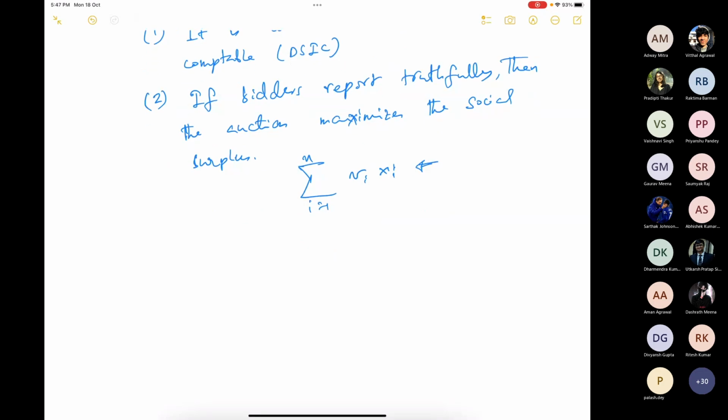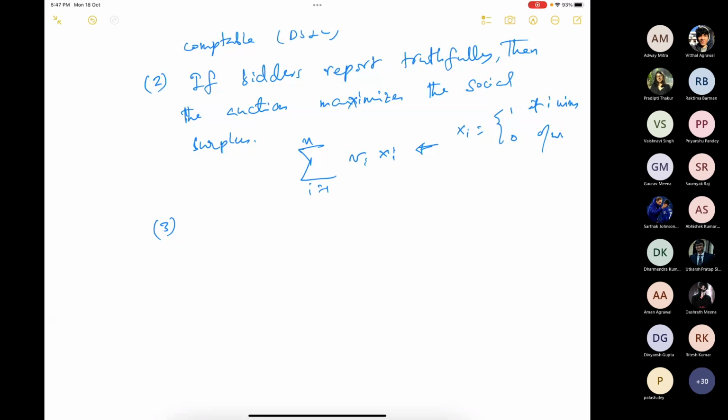And the third one is xi? Yes, xi is the allocation vector. xi is 1 if i wins and 0 otherwise. So if i wins and gets the item, then the value of xi is 1, otherwise it is 0.